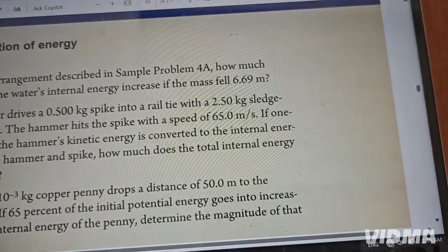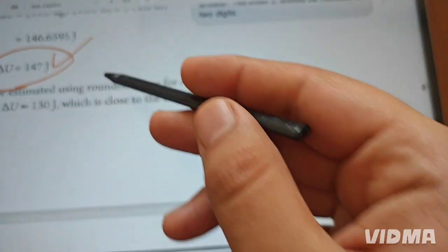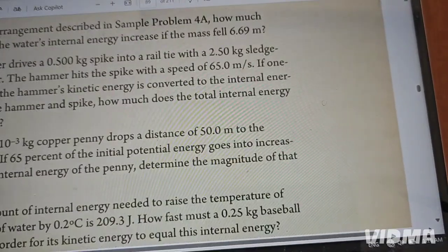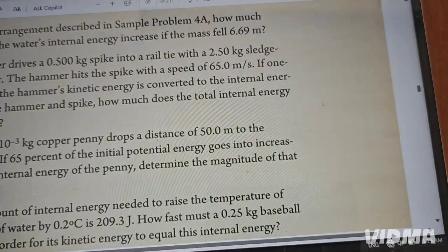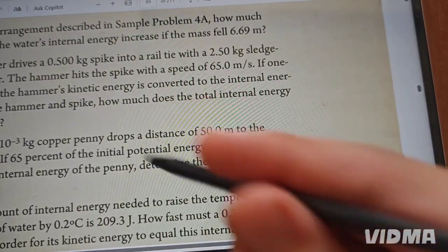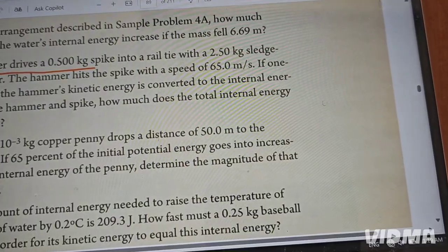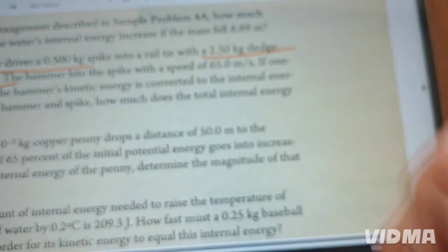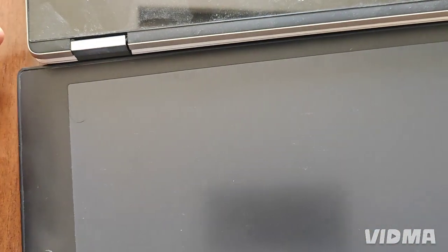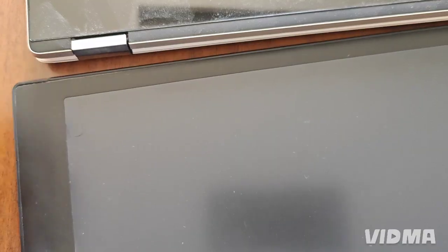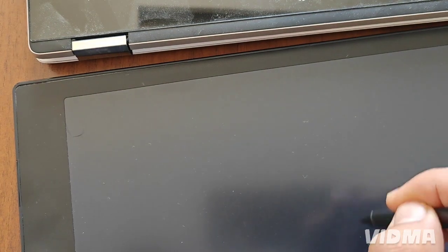Question one, we will not solve question one because it is related to the example that you have solved, but it's the same thing. Question two. Be with me to solve question two. A worker drives a 0.500 kilogram spike into a rail tie with a 2.5 kilogram sledge hammer. You know what the hammer is? In Kurdish, hammer means chakush. Even my drawing and handwriting is bad, but still I'm going to draw the picture.